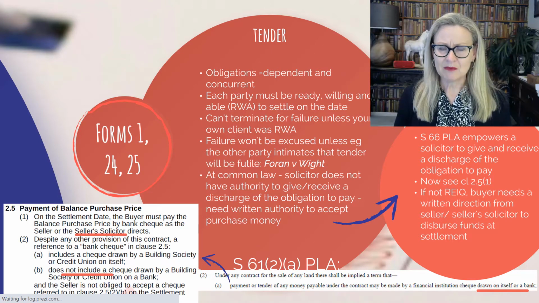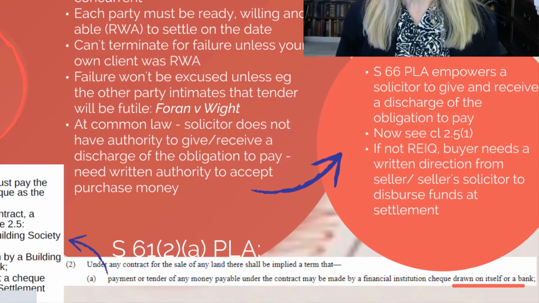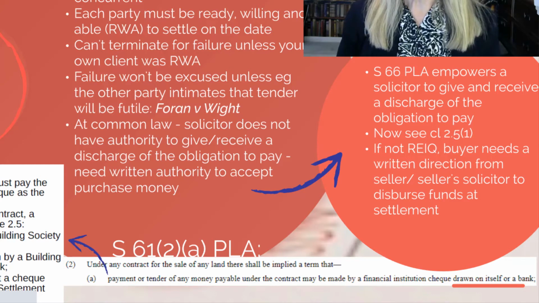What about payment? Can you offer coins? Can you offer notes? Do you need to offer a bank cheque as part of tendering your performance as buyer? You can see there, down the bottom in the middle, section 61(2)(a) of the Property Law Act says that payment or tender can be made by a financial institution cheque drawn on either itself or drawn on a bank.